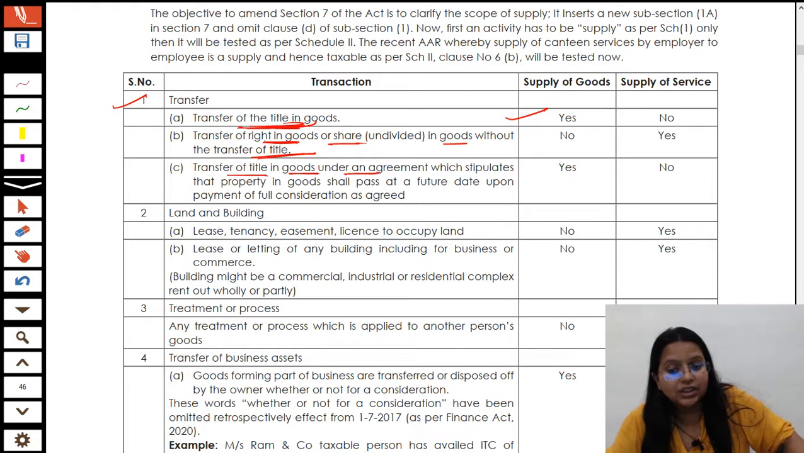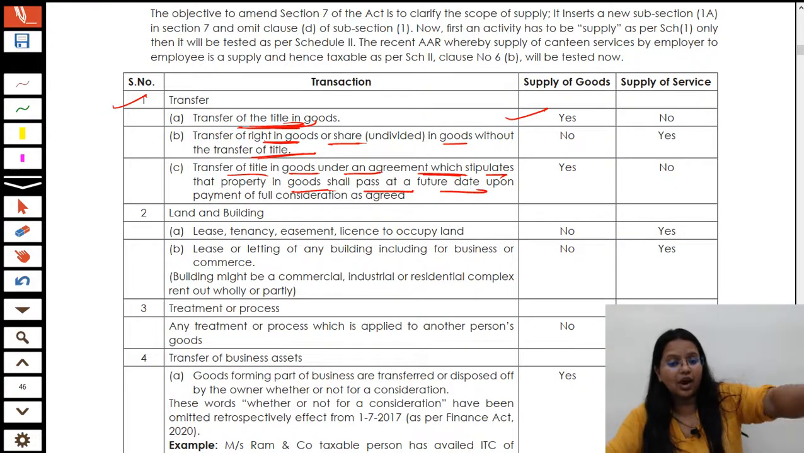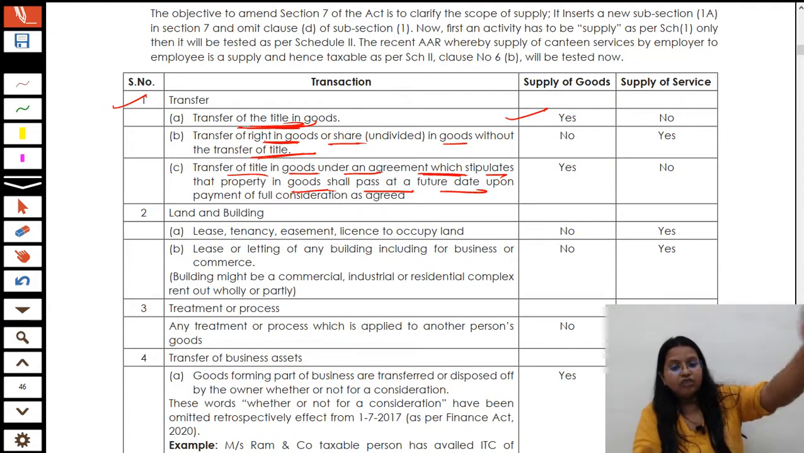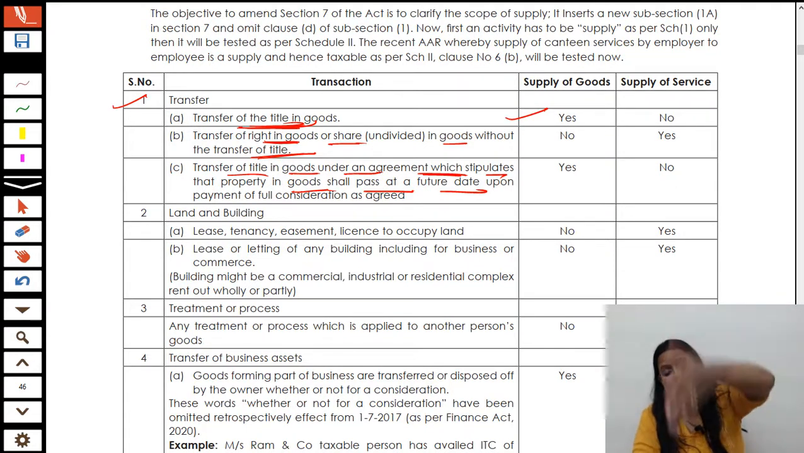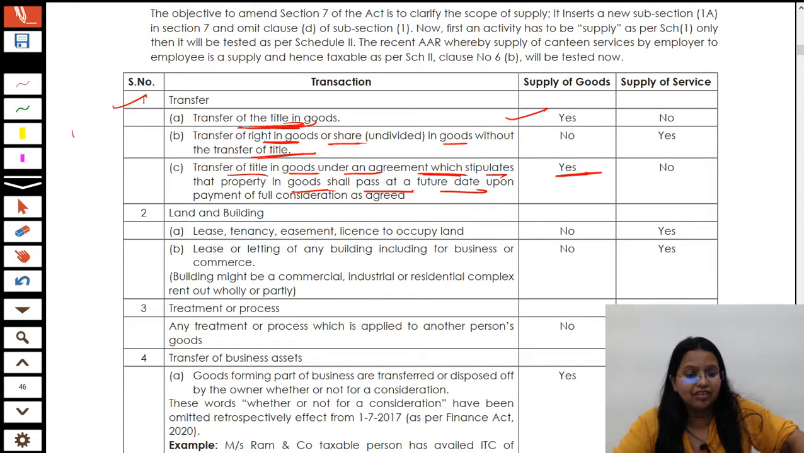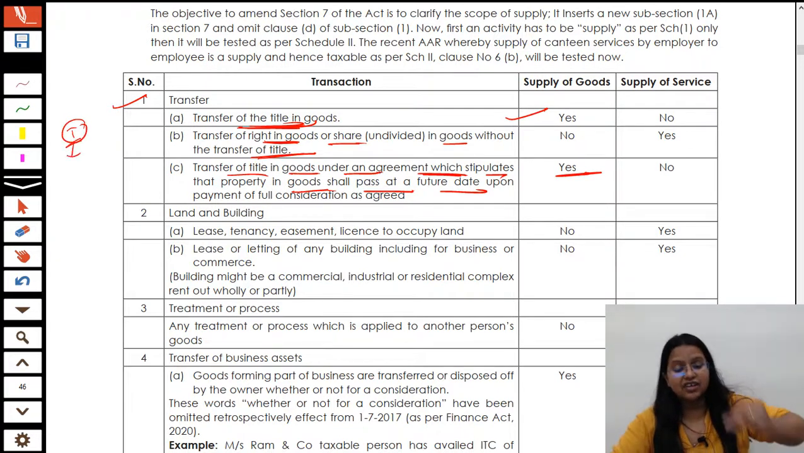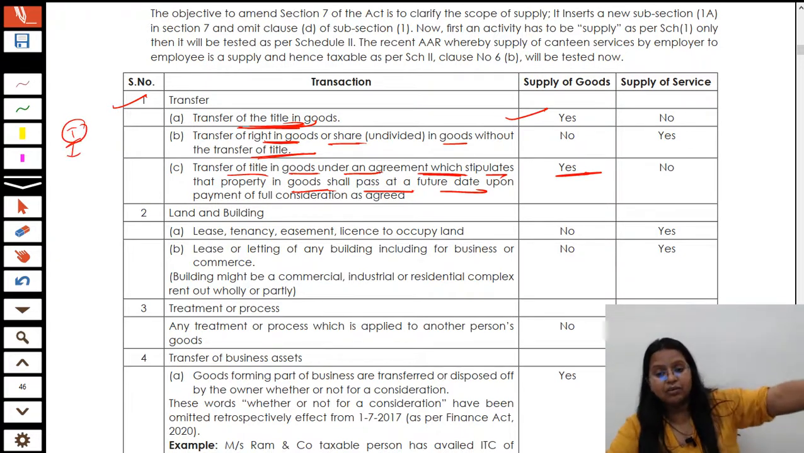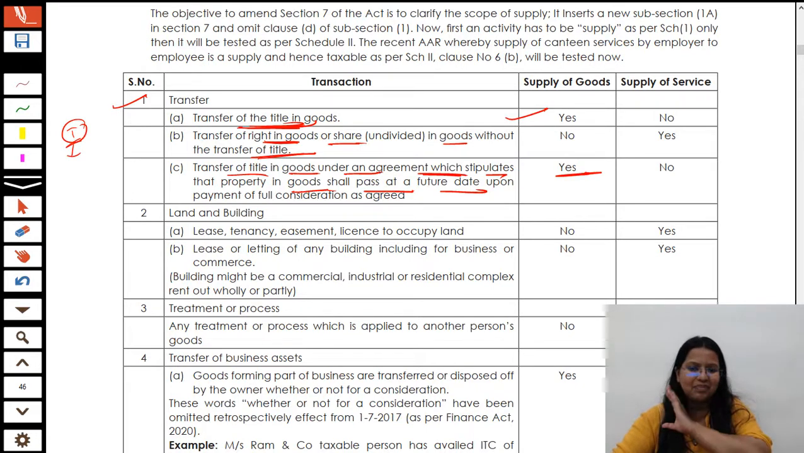Transfer of title in goods under an agreement which stipulates that property in goods shall pass at a future date. Now there is a transfer of title in goods for which the property, that is the possession, shall be passed at a future date, for example the hire purchase system and all. So yes, supply of goods. That means they have transferred the title, but they will transfer the possession of the property at a later date. Okay, no worry, supply of goods.